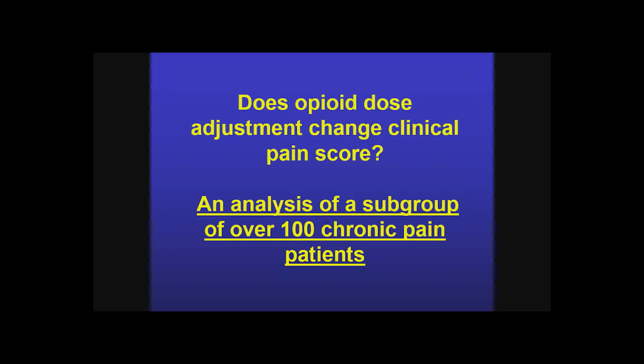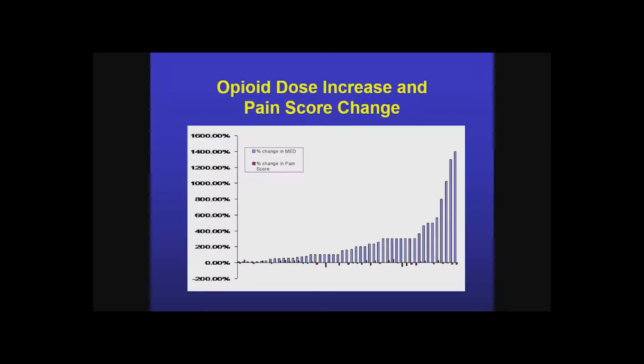And we divided them into several different groups. One group is that over years, they received opioid dose increase. And the other group, they received opioid dose decrease. Now, look at this. Each bar represents individual patients. Over years, they have opioid dose increased. So you can see some of these. One patient had opioid dose increase more than 1,400% over years.